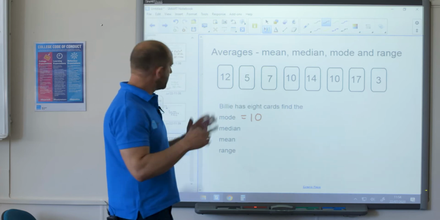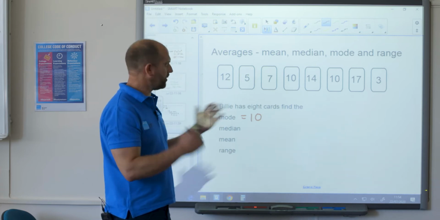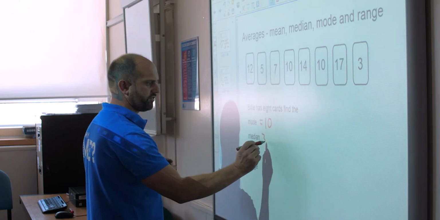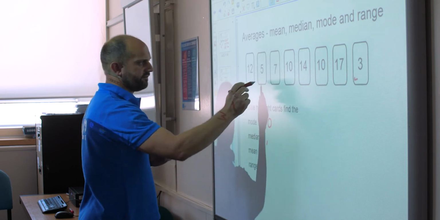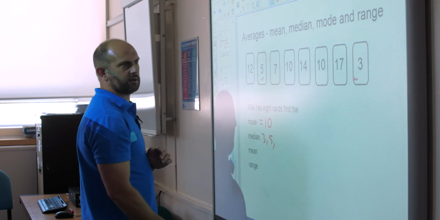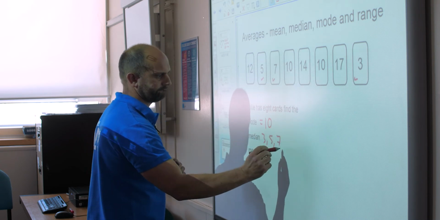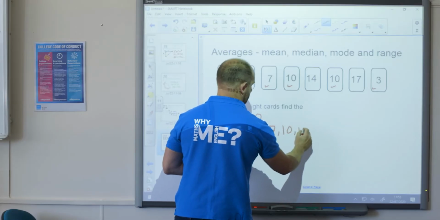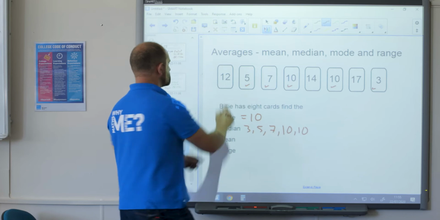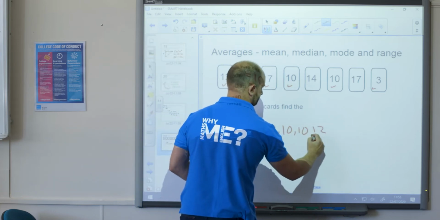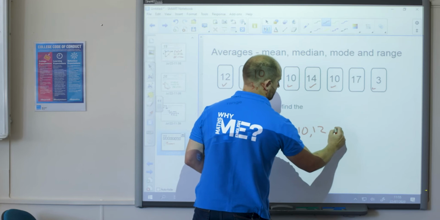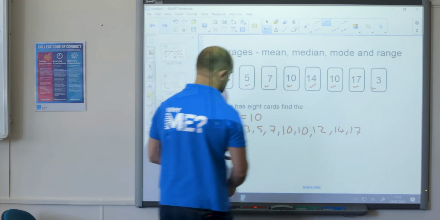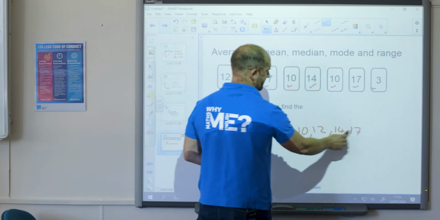His median, in order to find the median, the first thing I've got to do is put those numbers in order. So the lowest number first, we've got a 3. Then we've got a 5. Then I've got a 7. Then I've got 2 10s, so I must make sure that I write them both down. Then I've got a 12, a 14, and finally here a 17. So I've got 8 cards, so I should have 8 numbers. 1, 2, 3, 4, 5, 6, 7, 8 numbers.